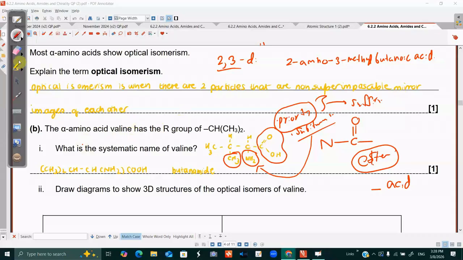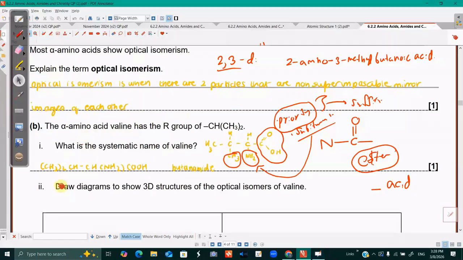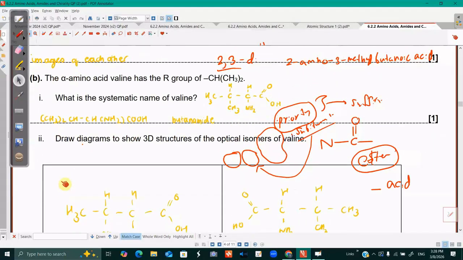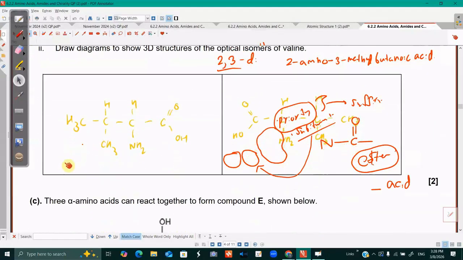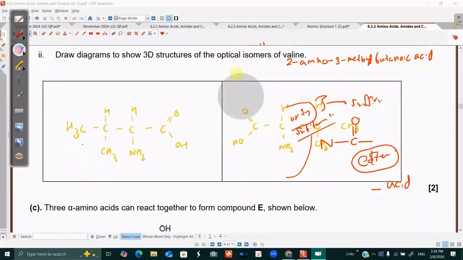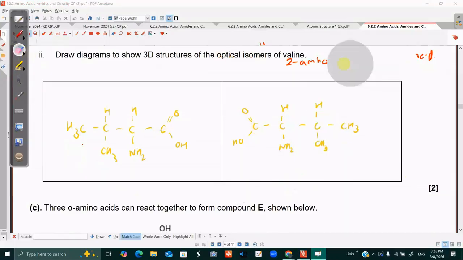So correct those mistakes. These are very easy ways to score marks. This is not 3D. Make it 3D. Send it to me. 3D structures.